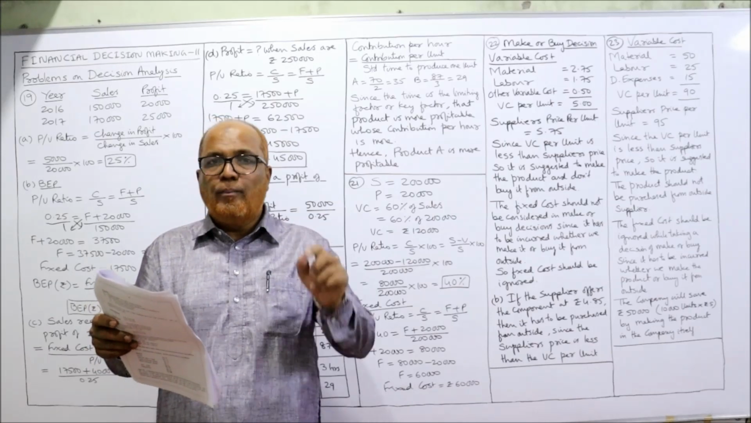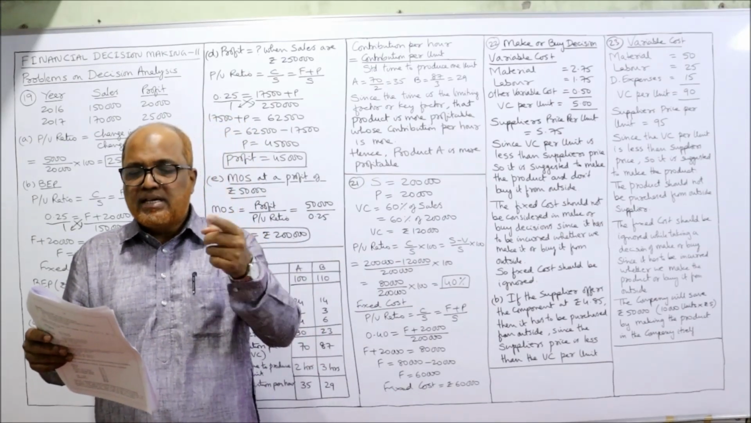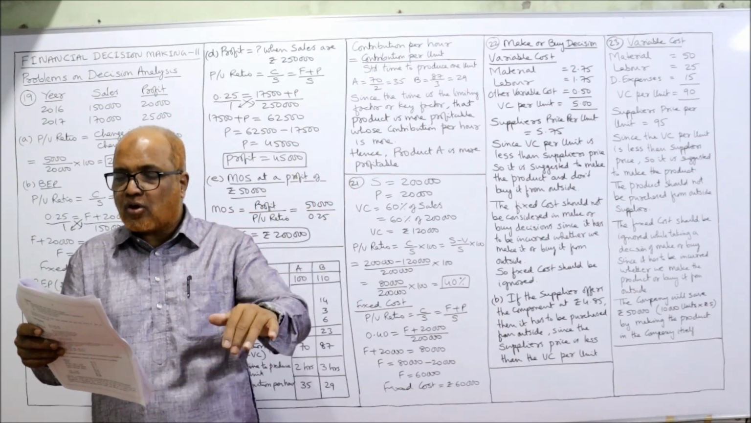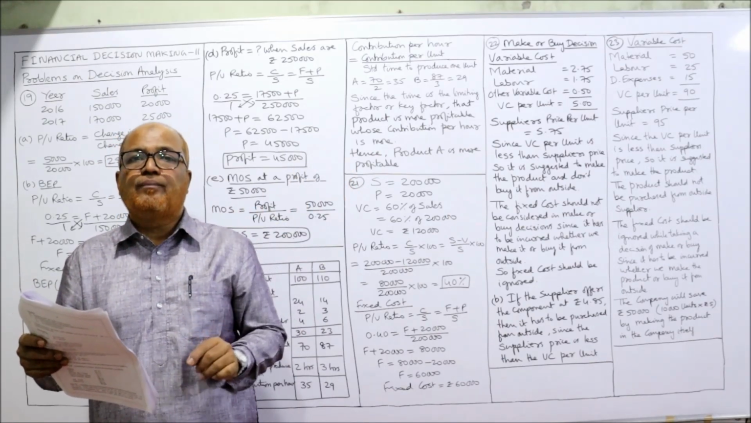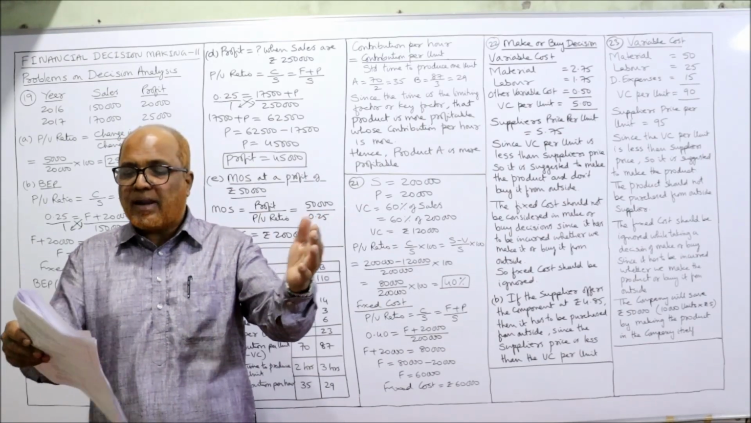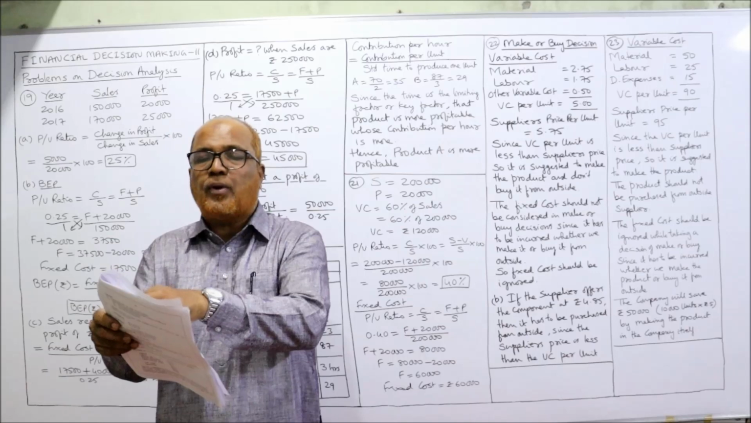Now, should you make or buy? First question. Second, what should be your decision if the supplier offers the component at 4.85? So instead of 5.75, the supplier has agreed to give you at 4.85.